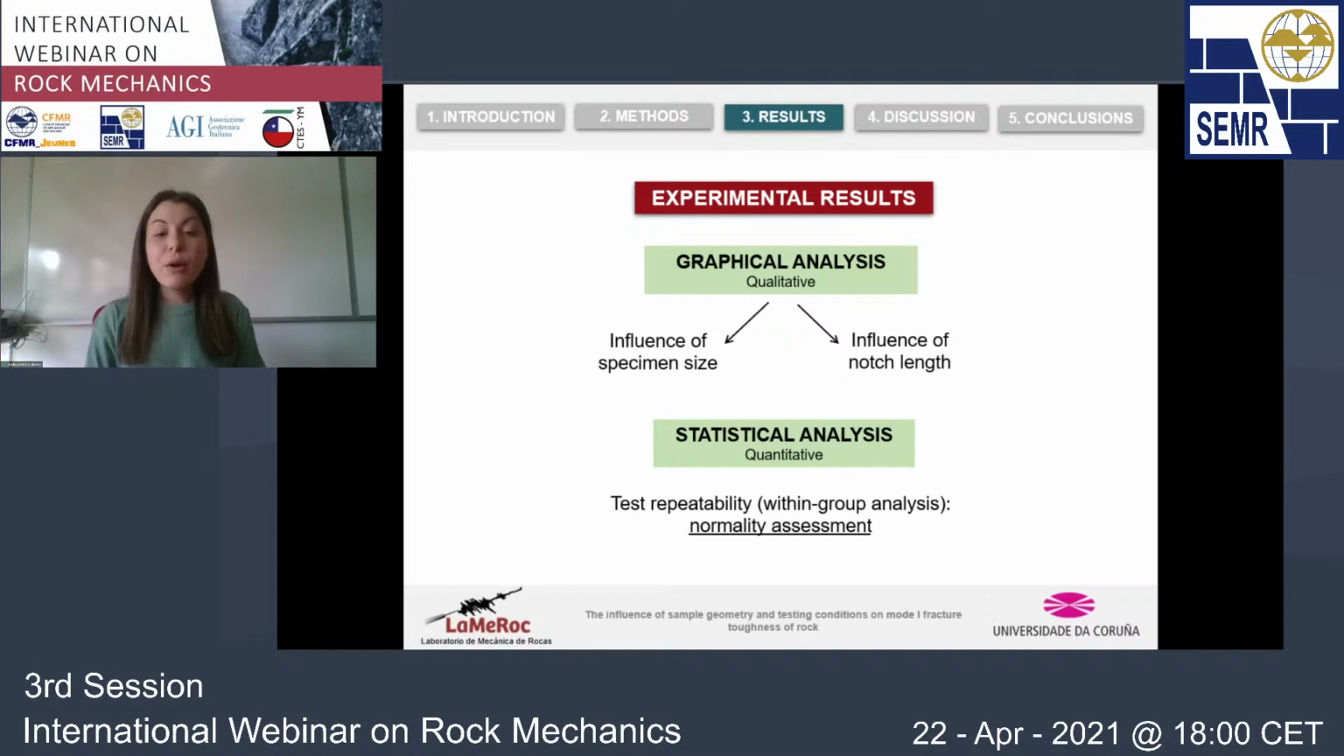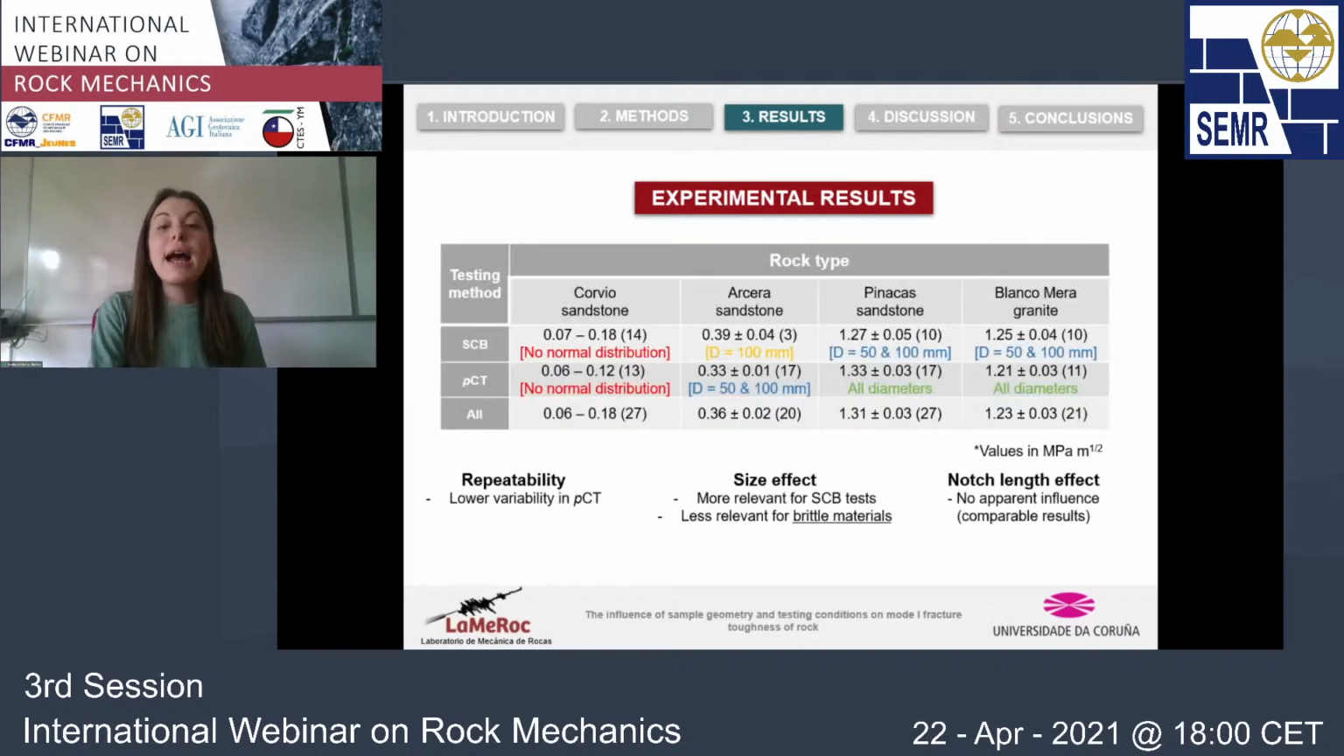So to assess the repeatability of the experiments, we have performed a normality assessment. So we have checked if the values that we got conform to normal distributions. And I'm not going to give many details about this statistical analysis, but these are the values that we got, the mean values and the standard error of the mean in each case, for the 2 different testing methods and for all the samples that we have tested combining the 2 methods, and the values are given for each rock type. So we see that, for instance, here for the Corvio sandstone, which is the weakest material that we have tested, the values didn't conform to normal distributions neither for the SEV nor for the PCT.